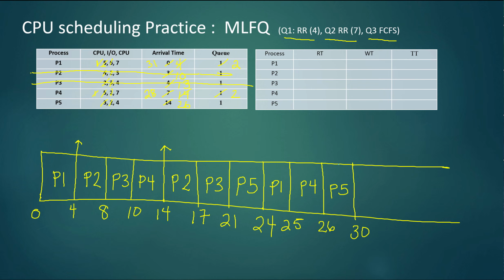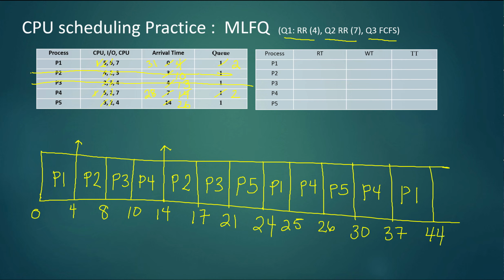And so now the current time is 30. So you have to notice that both P1 and P4 are level 2s, but P1 is not there yet. So P4 is going to go first for its 7 time units, to 37, followed by P1 until time 44.